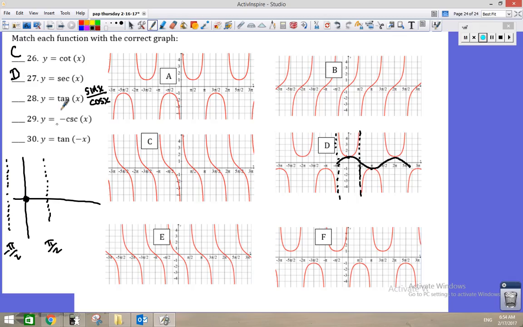I know that it goes through the origin because the tangent of 0 is equal to the sine of 0 divided by the cosine of 0. The sine of 0 is 0, cosine of 0 is 1, and 0 divided by 1 is 0, so I'm going there. Now at pi over 4, the tangent of pi over 4 is 1, and the tangent of negative pi over 4 is negative 1, so I'm looking for this as the primary period for my tangent graph, and it looks like I see it right here in choice B, and it's the only one that seems to be likely.